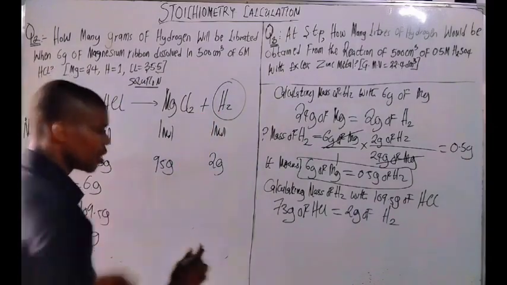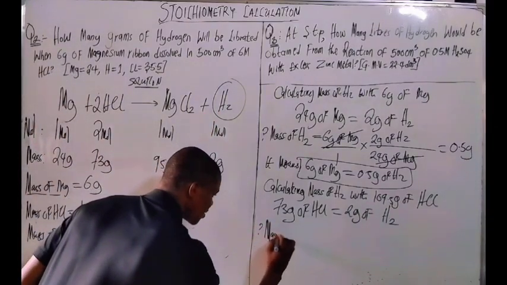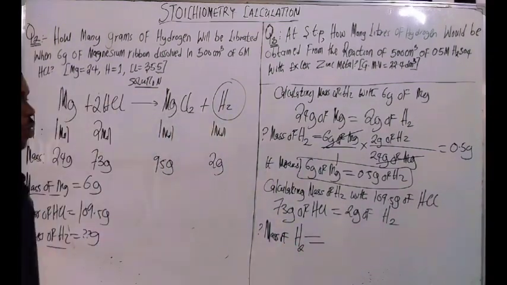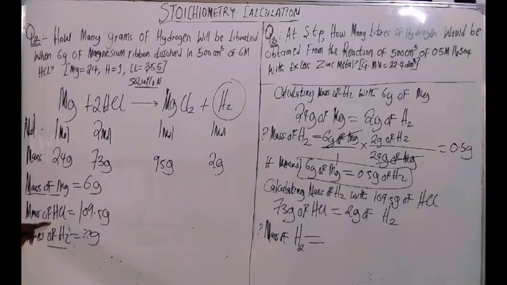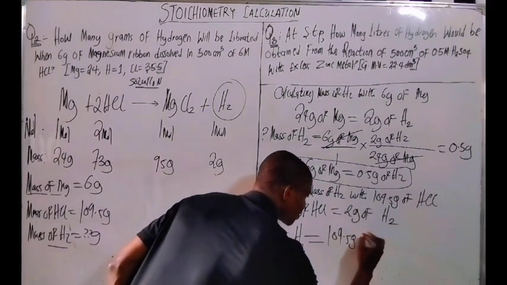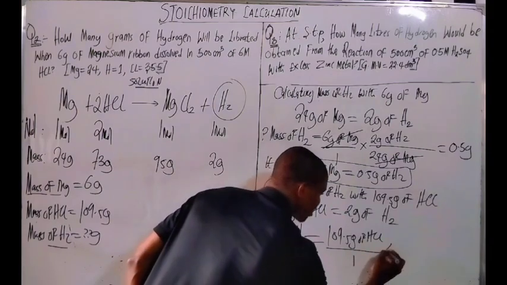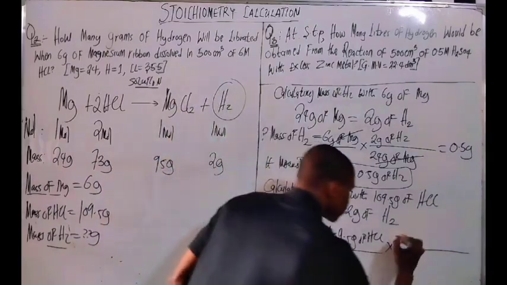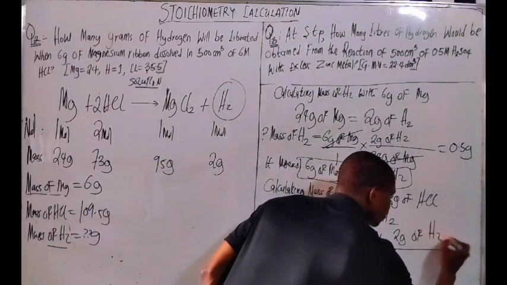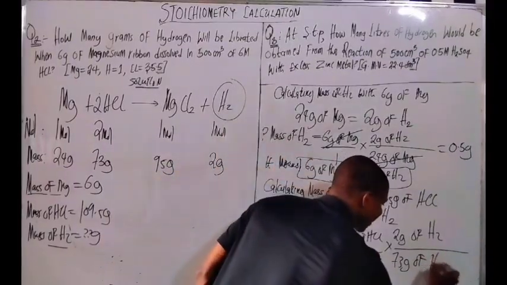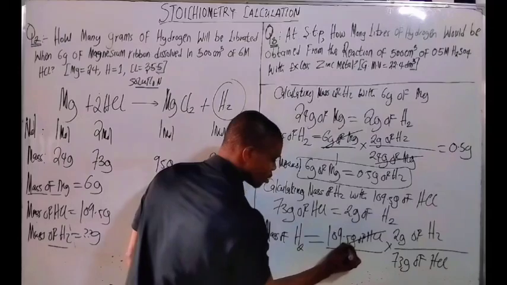So the same thing here, the mass of H2 is equal to, now remember, the mass of HCl that we calculated from this one here is 109.5 gram of HCl over 1, times the 2 gram of H2 at the top, over 73 gram of HCl. So this will cancel out.